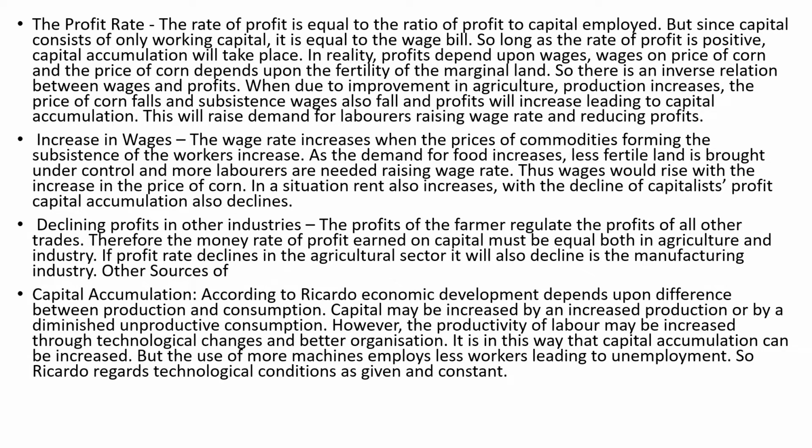So what happens is capital accumulation would decline. The profit of the farmer would regulate the profit of all other trades, and therefore the money rate of profit earned on capital must be equal both in agriculture and industries. Here we are going to see the linkage effect and all.